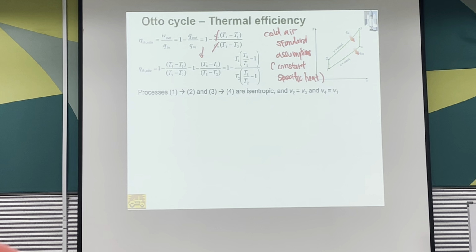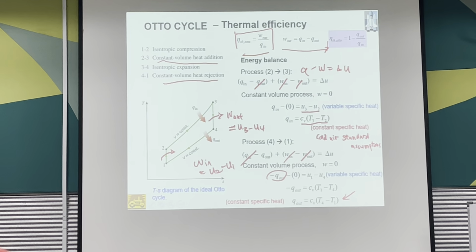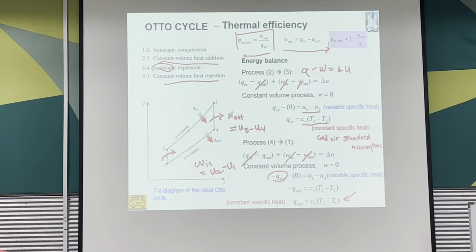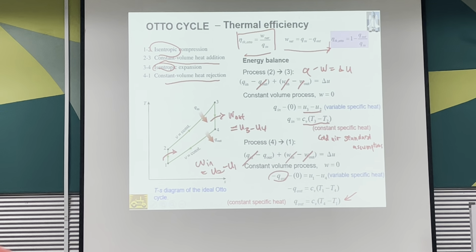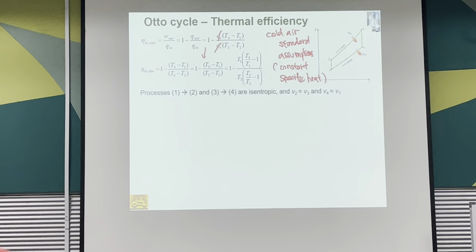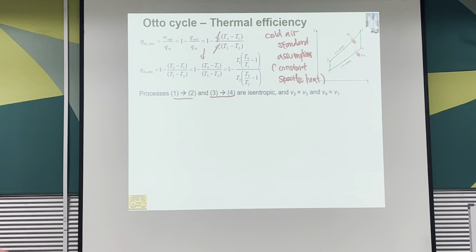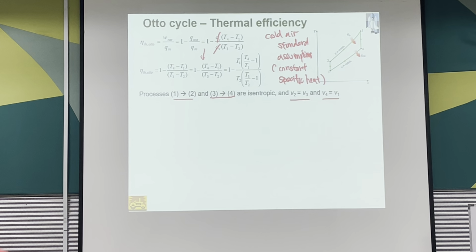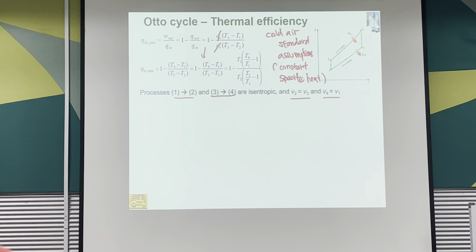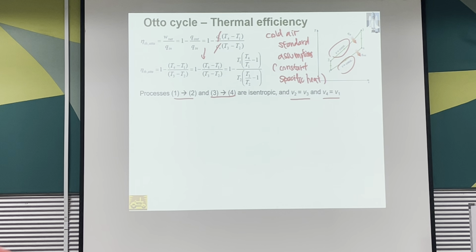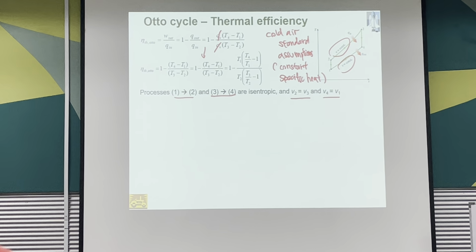So why do we do that? Now we recall that when we idealize this process, we say that the compression and expansion processes are isentropic, right? So processes 1 to 2 and 3 to 4 are isentropic, and we also know that volume 2 is equal to volume 3, and volume 4 is equal to volume 1, because of the constant volume processes. You can see from this diagram that these two lines are the constant volume lines.